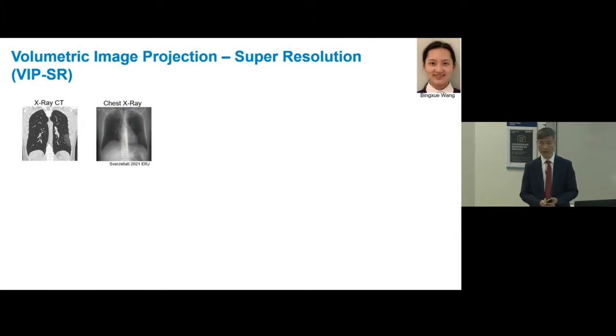So finally, on 3D imaging, I want to draw your attention to this, which is really led by Bingxue, who is also sitting there. I want to show you the difference between the X-ray CT and the more conventional chest X-ray. If you look at these two images, the X-ray CT is slices, right? If you want to do 3D, you go slice by slice, and you have very accurate information on that slice for each 2D image. But chest X-ray is only a single 2D image, right? But it has all the information.